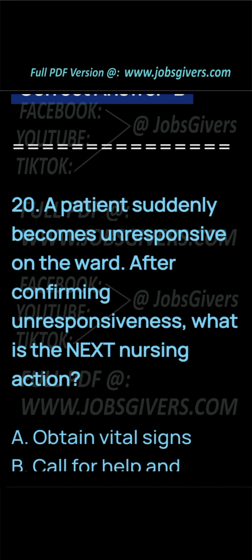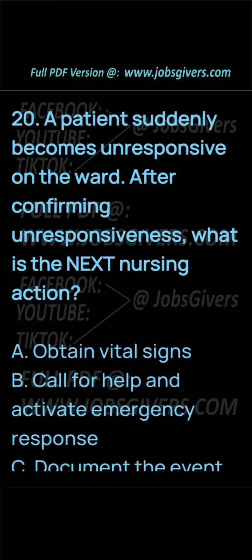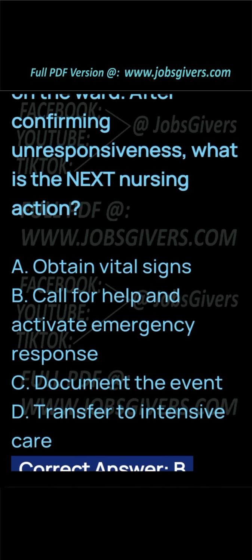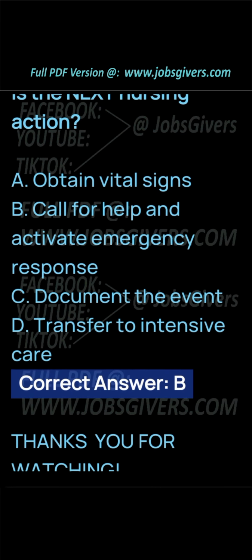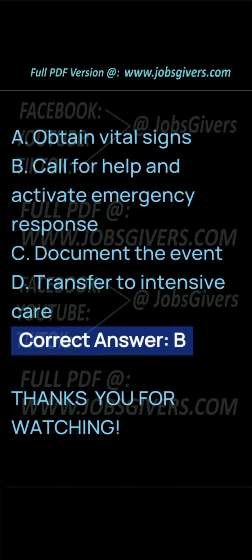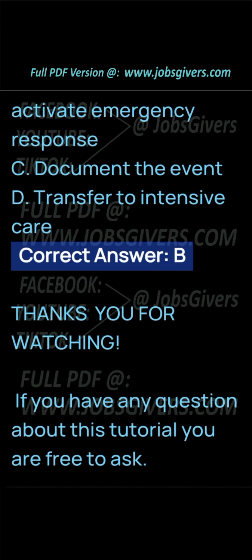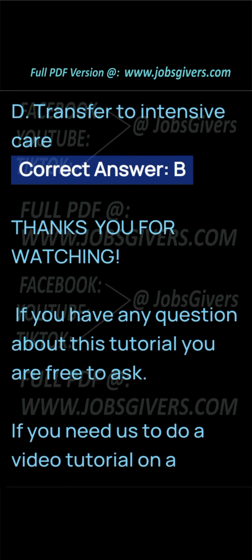Question 20. A patient suddenly becomes unresponsive on the ward. After confirming unresponsiveness, what is the next nursing action? A. Obtain vital signs. B. Call for help and activate emergency response. C. Document the event. D. Transfer to intensive care. Correct answer B.